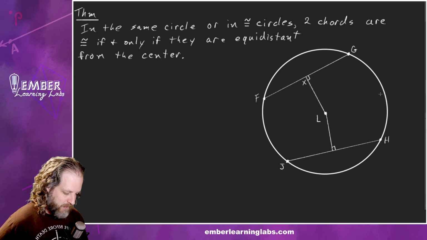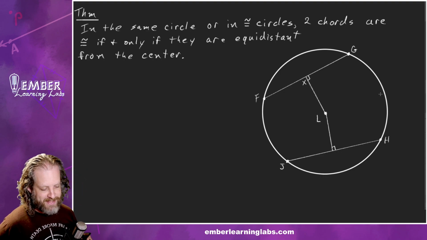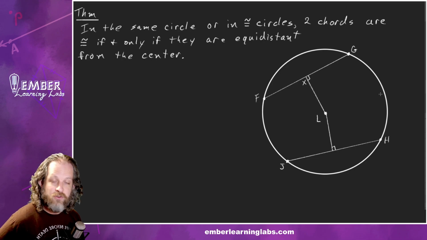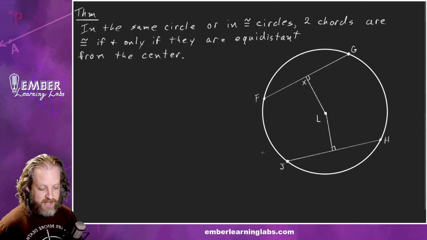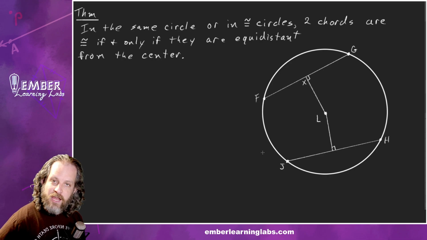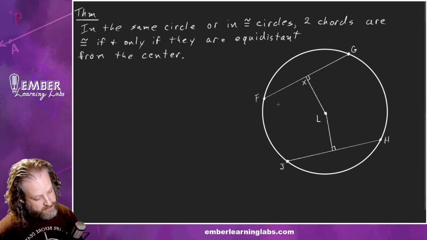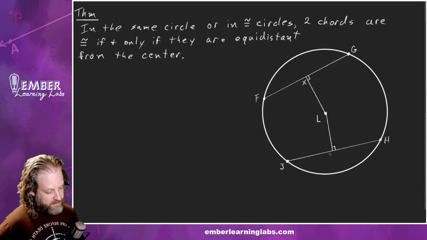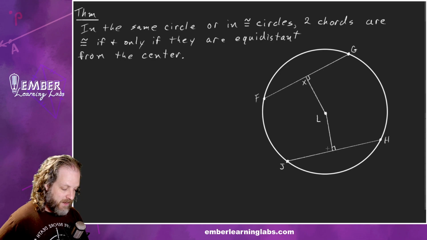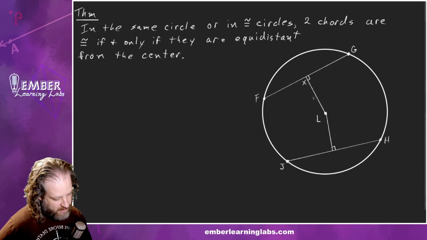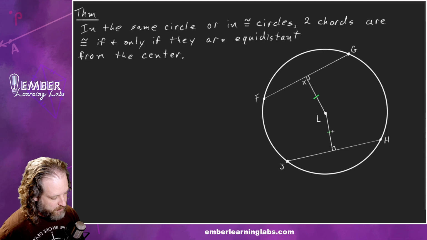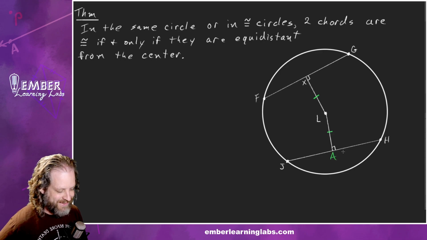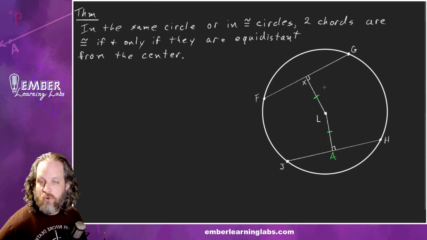It's not much more complicated formula wise. In the same circle or in congruent circles, two chords are congruent if and only if they are equidistant from the center. So we've got chords FG and chord JH. These are congruent to each other if and only if they are equidistant. So XL would have to be congruent to AL, right? So if those are congruent, then those chords are congruent.